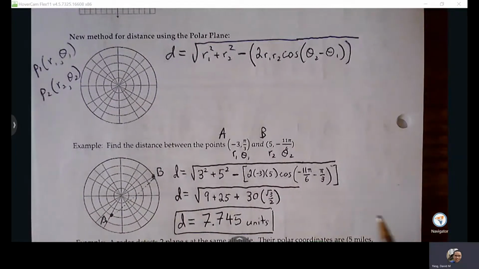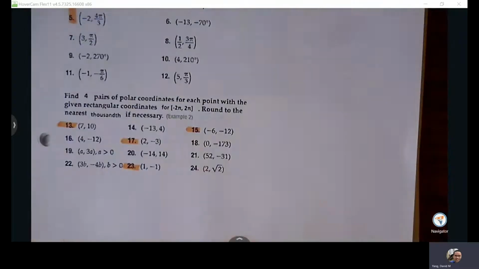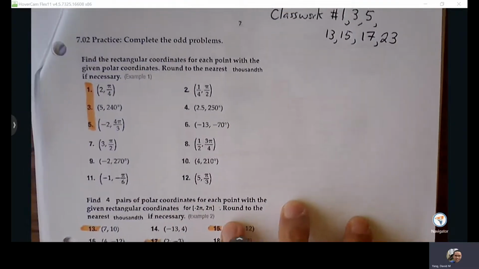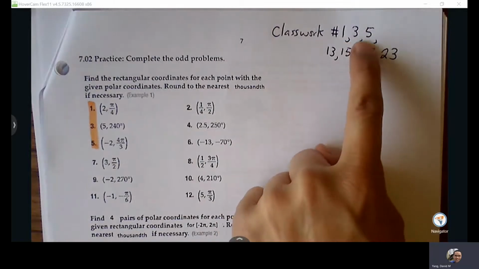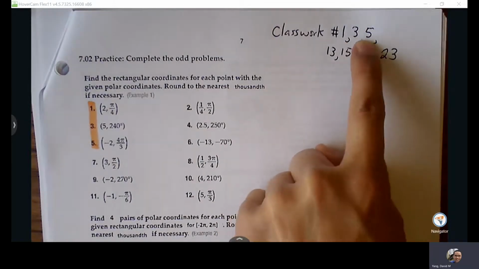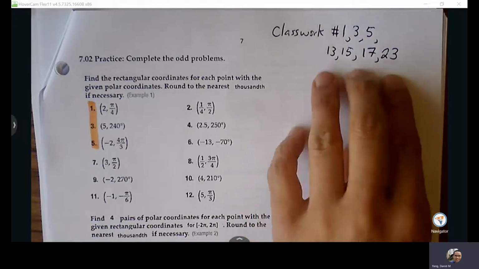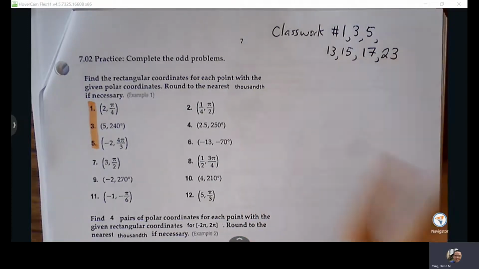Okay, let's go to page 7. Do some classwork problems here. Does anybody still need this page? Okay, so here's the classwork that we're going to be doing here. 1, 3, 5. So you're just going to convert from polar to rectangular. And then 13, 15, 17, 23. These are the ones that feel more like the previous pages where we have to get to polar coordinates in radians and then create 3 other additional points.